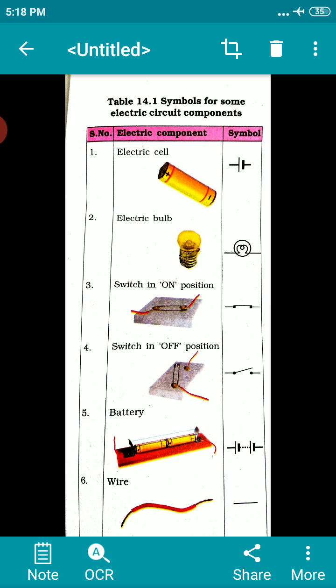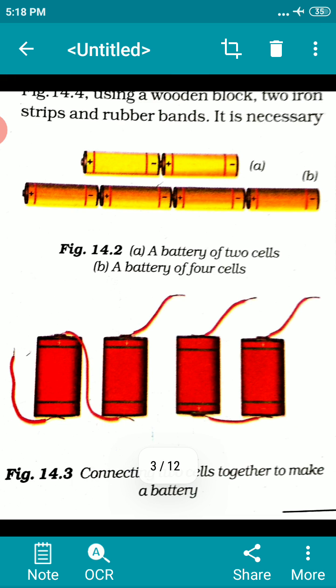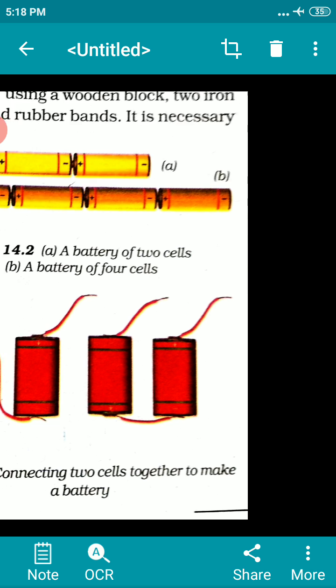Now, next one is a wire. The wire symbol, a line, is used. Here battery means two cells are shown, two symbols are given. Now next one, here in this picture, how these cells are connected. The battery of two cells are connected with positive and negative terminals touching each other. Here, connecting two cells together to make a battery. So how it is connected, you see. This is the way we have to connect.